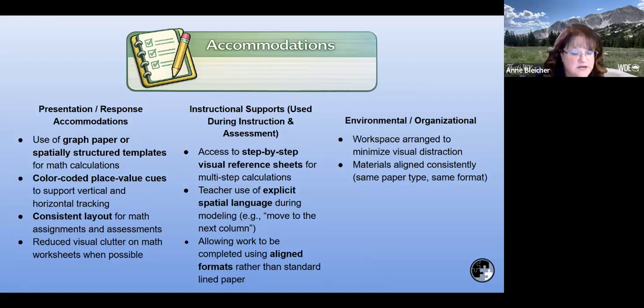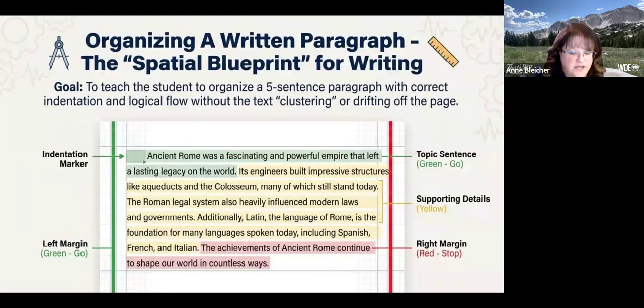In the slide deck, there's an additional strategy outlined, as well as in your materials, another strategy that you can use for organizing a written paragraph. I'm just going to show you the graphic that goes with that, to show you that it provides a spatial blueprint for writing. In this example, you have the indentation marker for the students, and the topic sentences in green. You teach students how to do this, and this would work for working memory. It would work for really any of the cognitive areas that we've talked about so far.